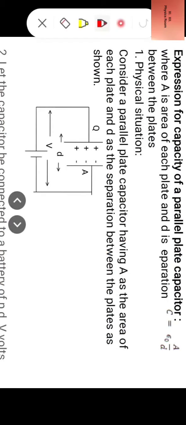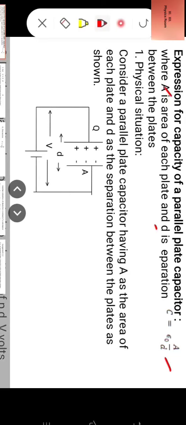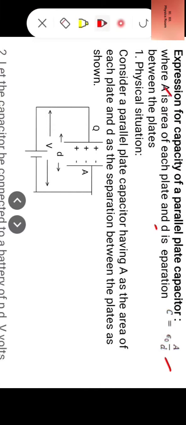Hello friends, continuing with the topic of electrical capacitance. Today we derive the expression for capacity of a parallel plate capacitor, which is given by the expression C is equal to epsilon 0 A by D, where A is area of each plate and D is separation between the plates.